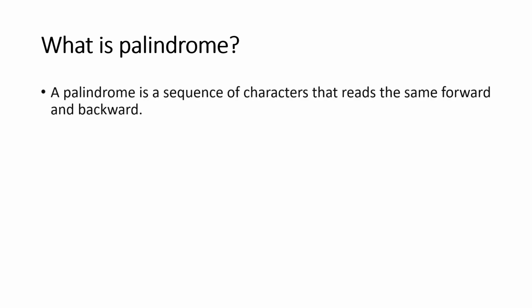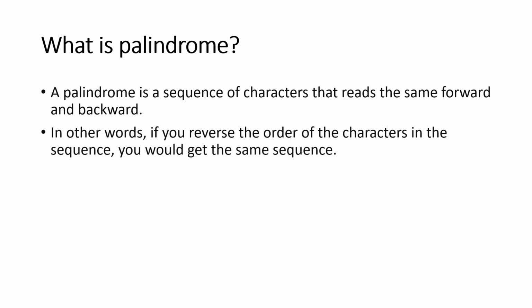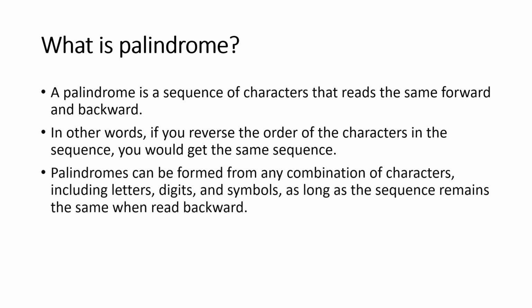A palindrome is a sequence of characters that reads the same forward and backward, right? In other words, if you reverse the order of the characters in the sequence, you will get the same sequence, right? Palindromes can be formed from any combination of characters, including letters, digits and symbols, as long as the sequence remains the same when read backward.